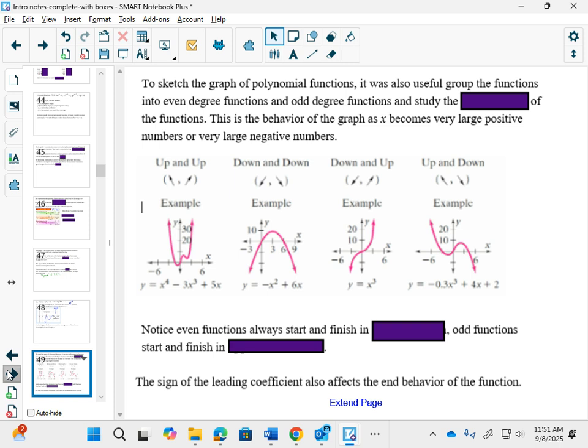Oh, there was another one there, but I guess you can do that one on your own and check with your graphing calculator.